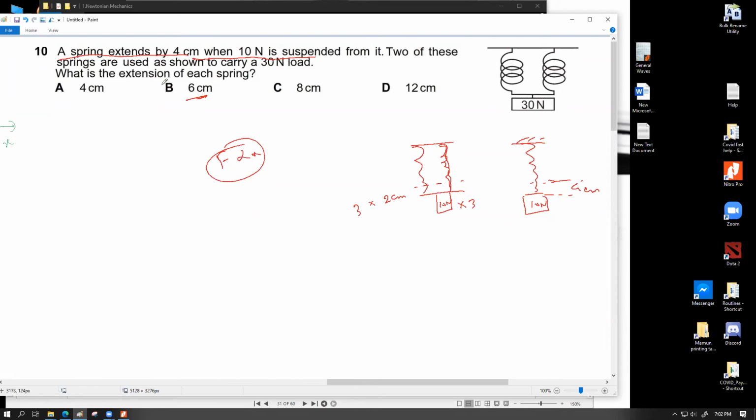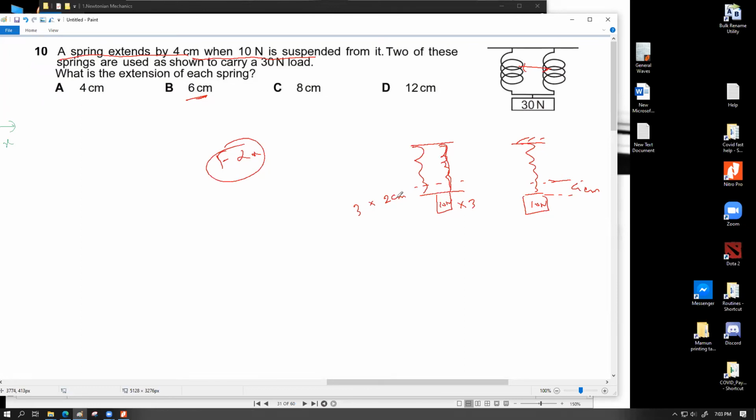Two of the springs are used as shown to carry a 30 Newton load. So now if we have two of the springs side by side as it is shown over here, so if we draw this up and apply the same 10 Newton force for the time being, then the extension will become half, because this 10 Newton will be shared between these two springs, so the 4 centimeter will become 2 centimeter. এটুকু বুঝছো কিনা দেখো. Yes, sir.